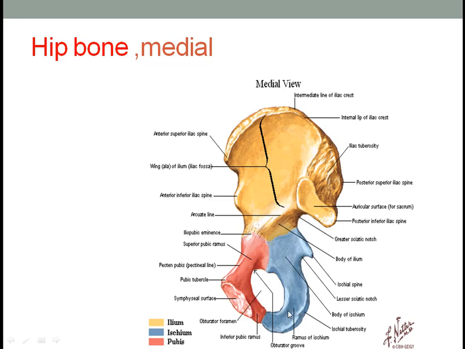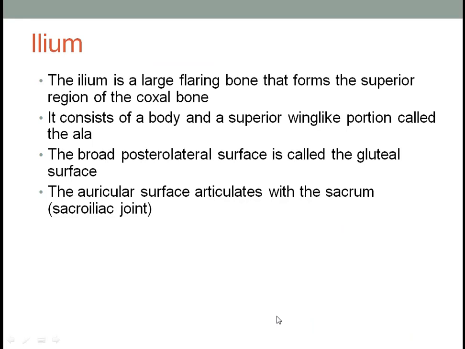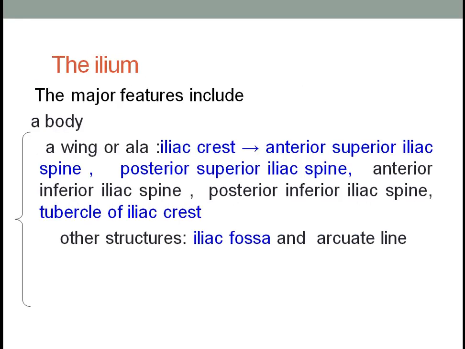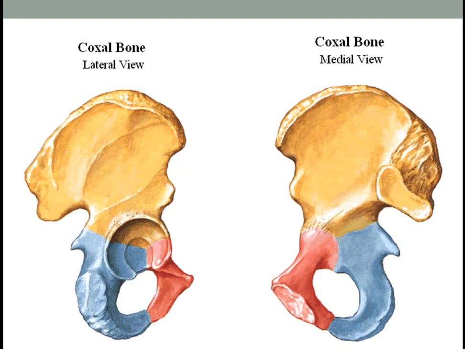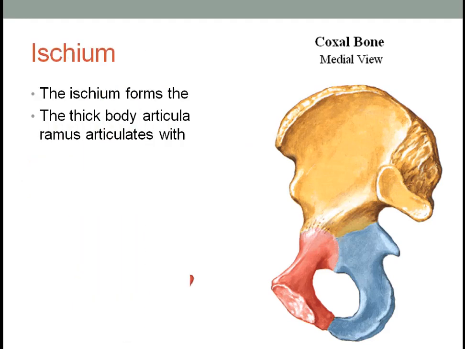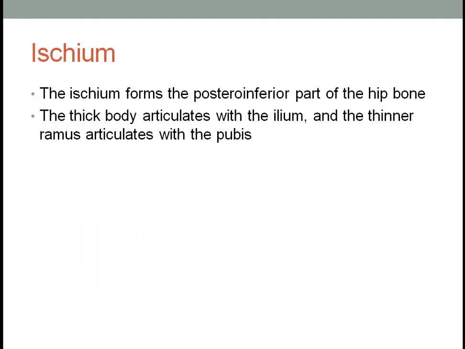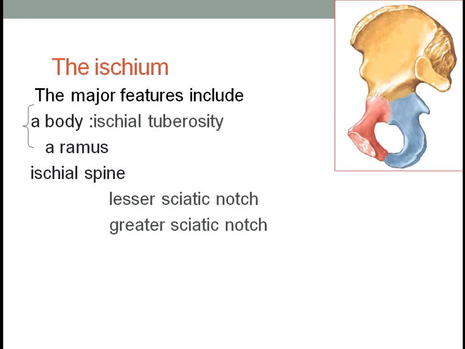Again, this is the ischium. This is the body of the ischium, ischial spine and tuberosity, and this is the ramus. So we already discussed the different parts of the ilium in the previous slides. The ischium also we have mentioned this part.